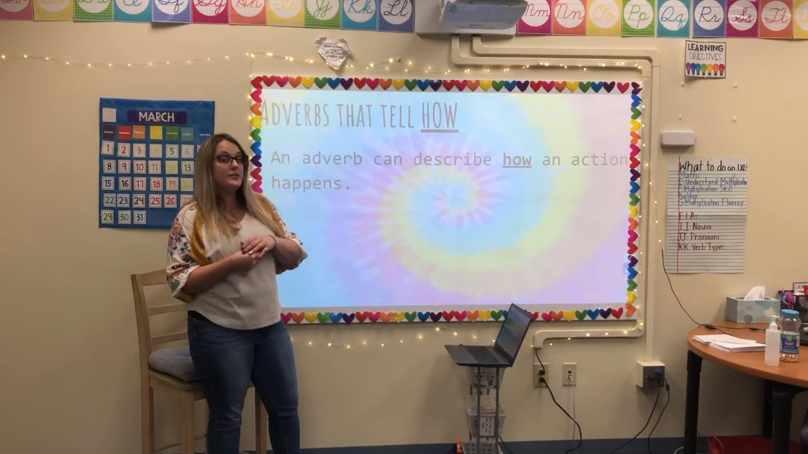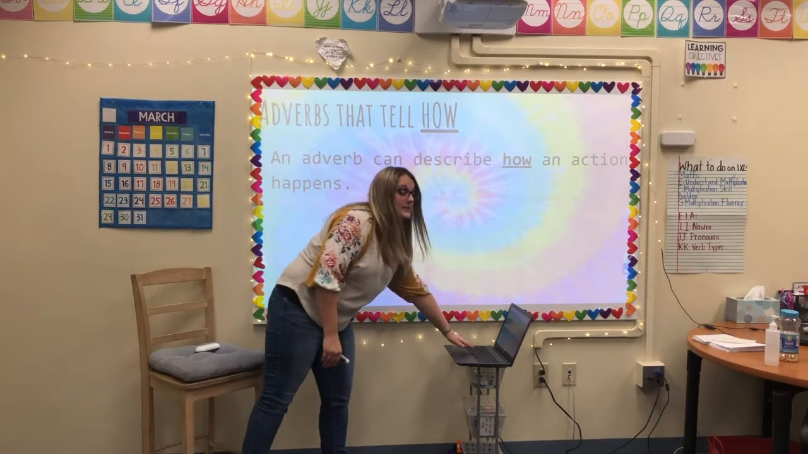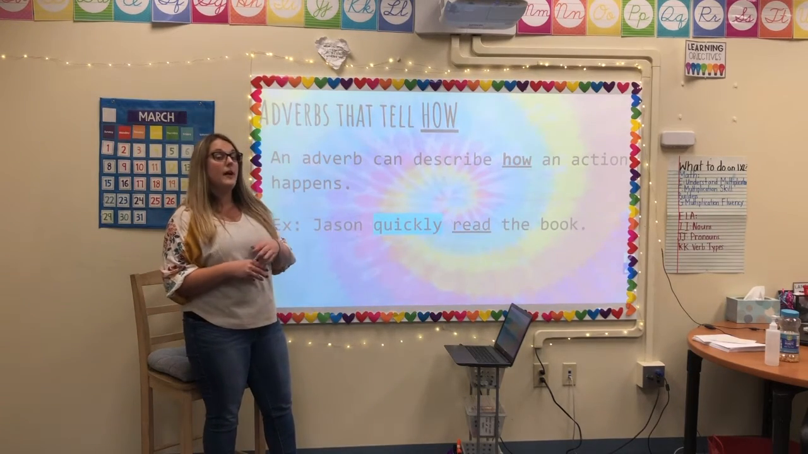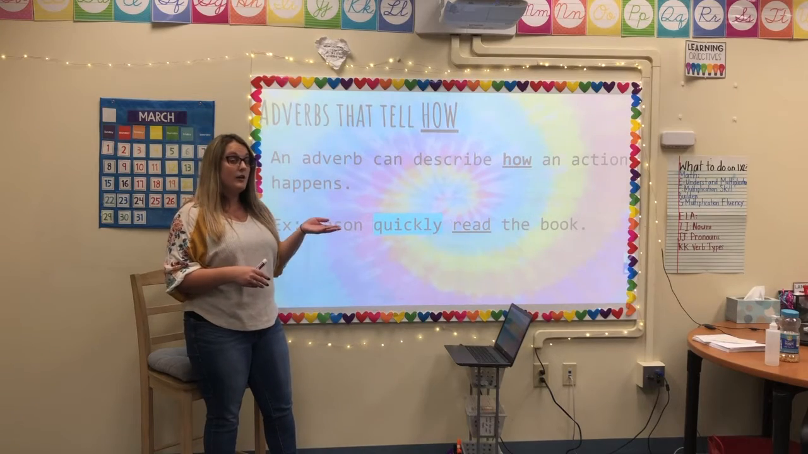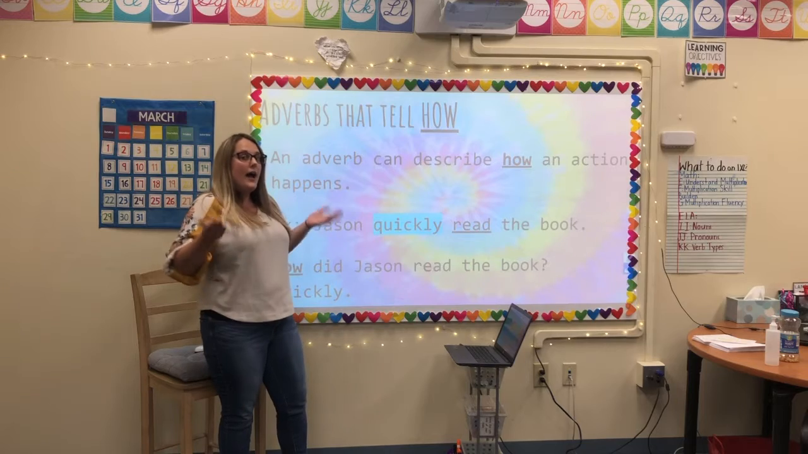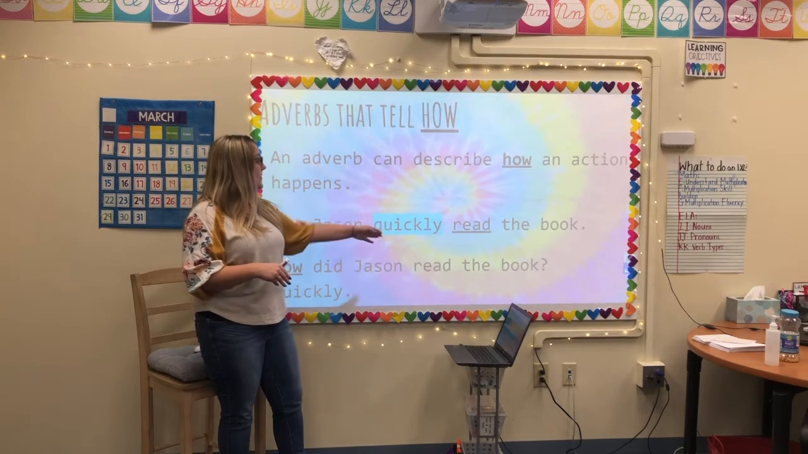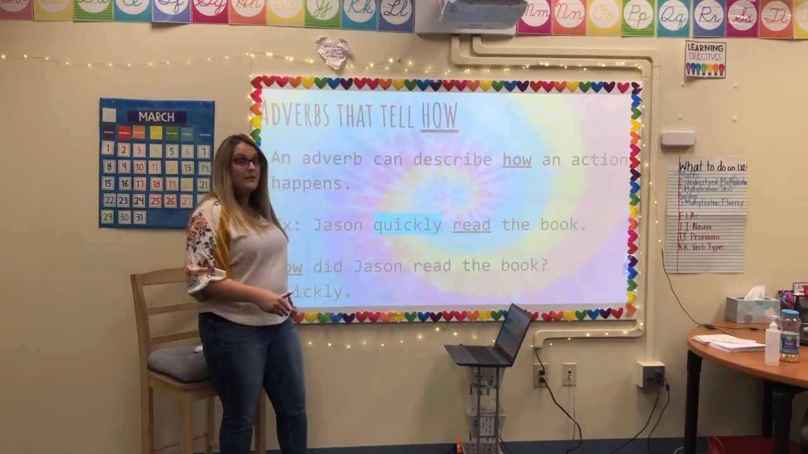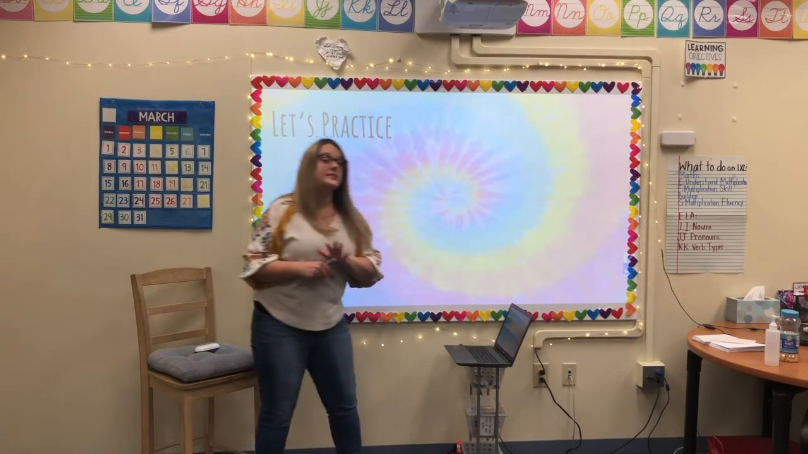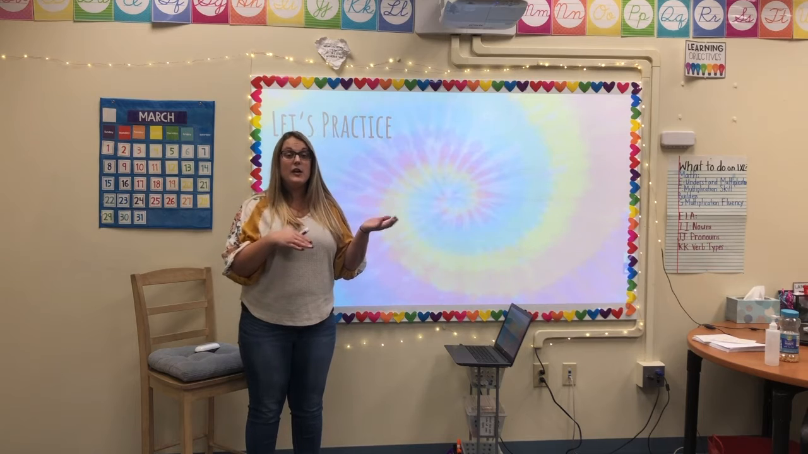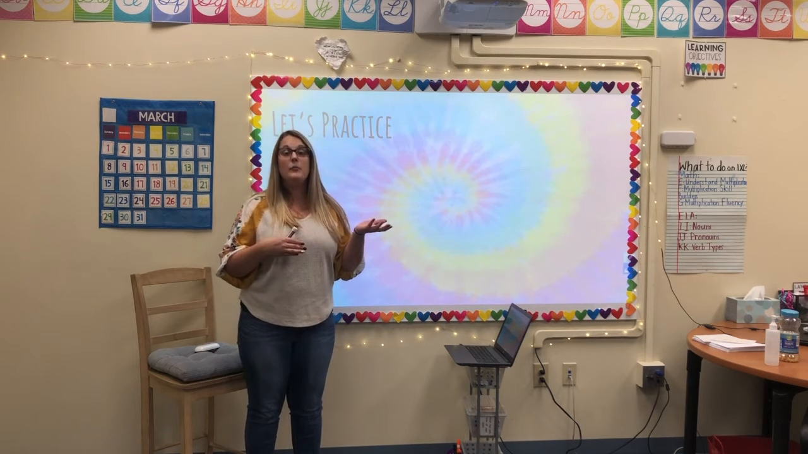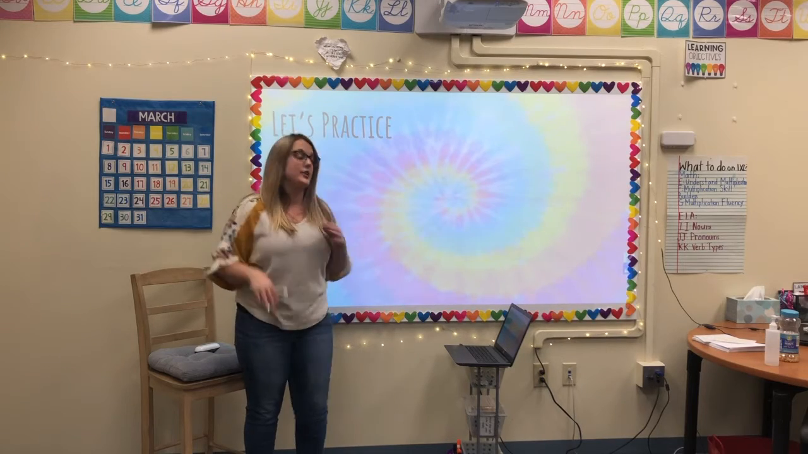An adverb can describe how an action happens. Here's an example. Jason quickly read the book. In this case, our verb is read. And now we're going to ask how. How did Jason read the book? He read the book quickly. So let's practice. Again, the first thing we're going to do is find our verb. We know we're looking for how adverbs. So once we find our verb, we'll ask how that action happened.